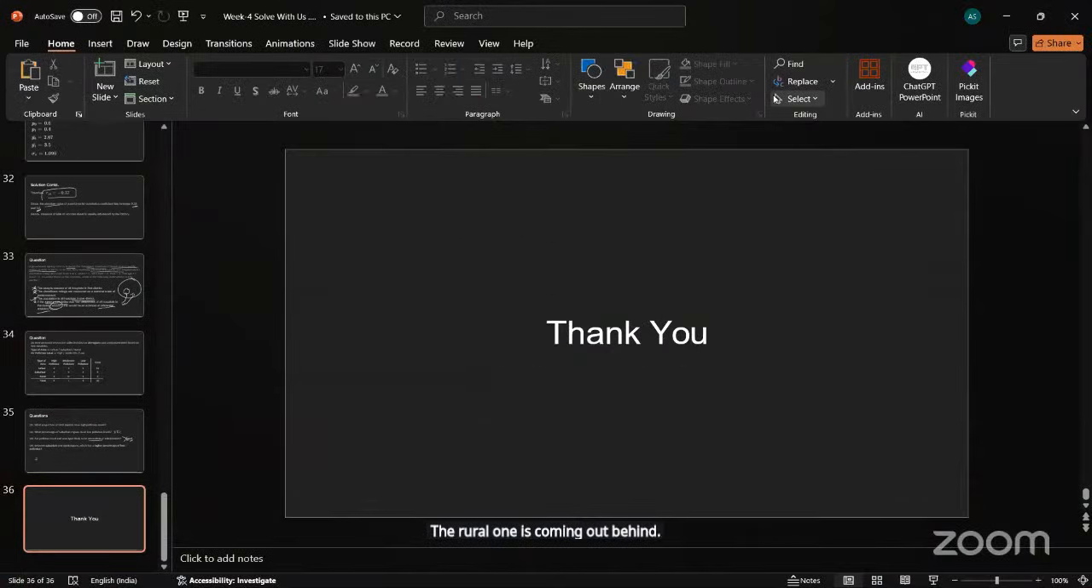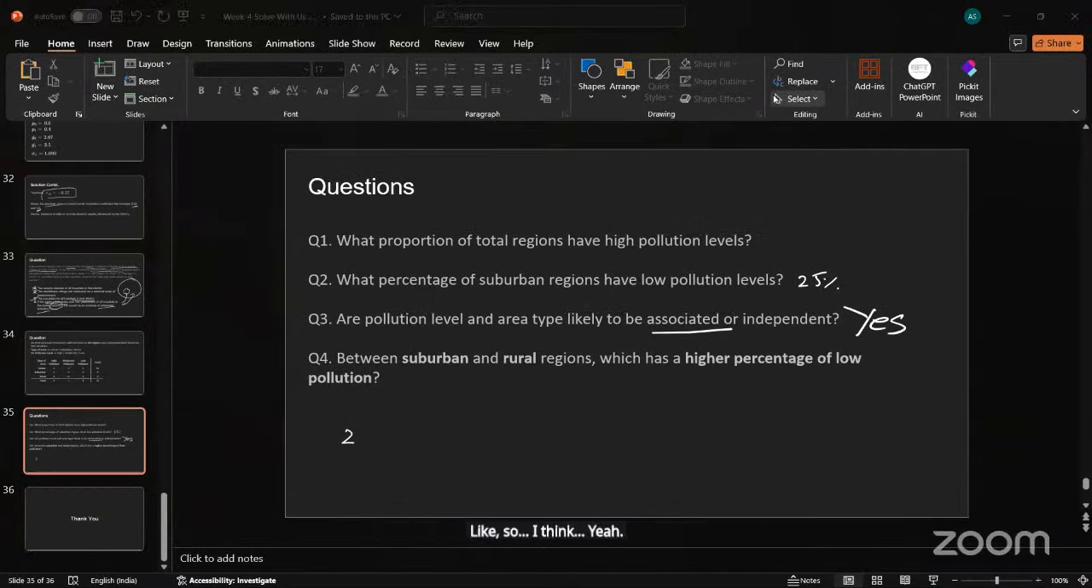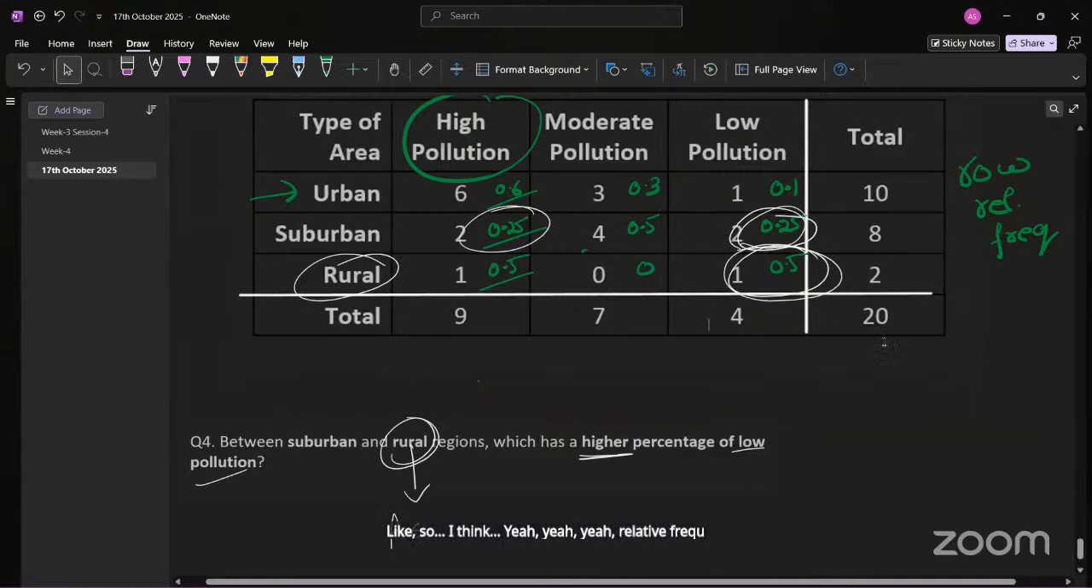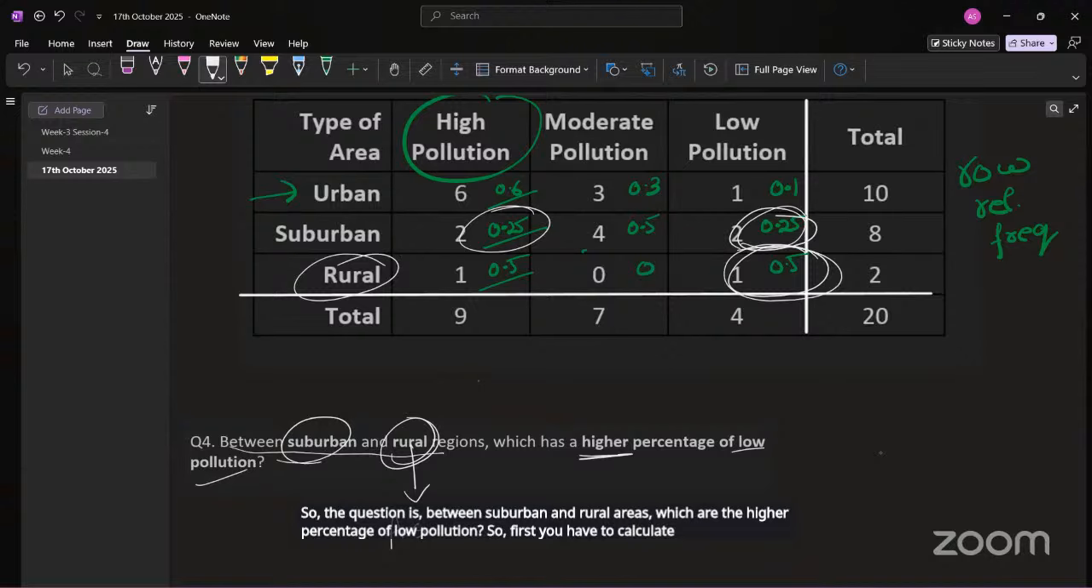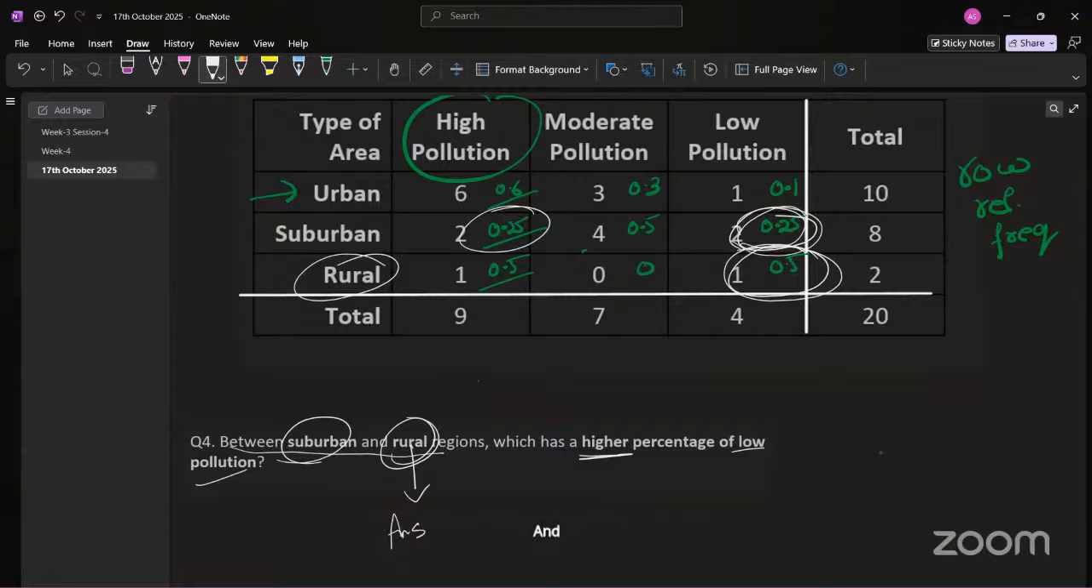Sir, using the relative frequency, right? I use the relative frequency. Yeah, relative frequency. Okay, sir. So, the question is between suburban and rural region, which has the higher percentage of low pollution? First you have to calculate it for the suburban region. In the suburban region, what is the percentage of low pollution? And in the rural region, what is the percentage of low pollution? So this you will get from relative frequency only.